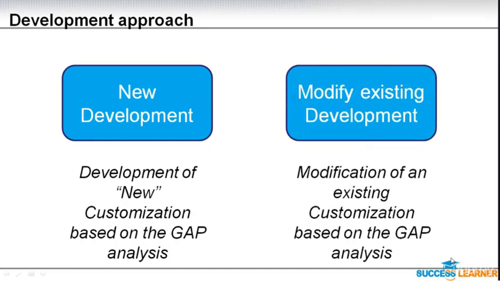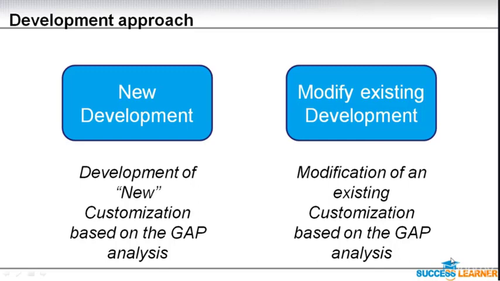So the development approach when we are looking at an SAP project is that we have a category which is new development. So this is development of new customizations based on the gap analysis that you completed during your business blueprint. And we have a second category, which is modify existing development. And this is modification of an existing customization based on the gap analysis, if such exists.